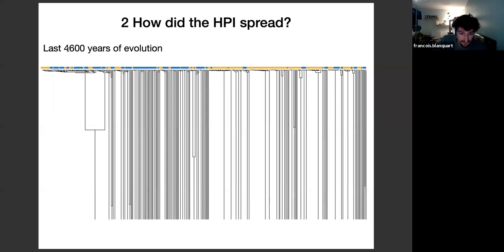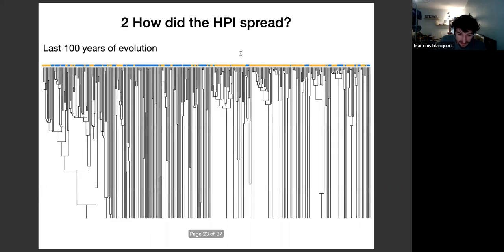So here are the last 4,600 years of evolution, from when the HPI was introduced at the bottom, and we wanted to see whether we could link the diversification of these subclades to the presence or absence of the HPI. And really, most of the diversification took place in very recent time. So this is zooming in and looking at the last 100 years of evolution.